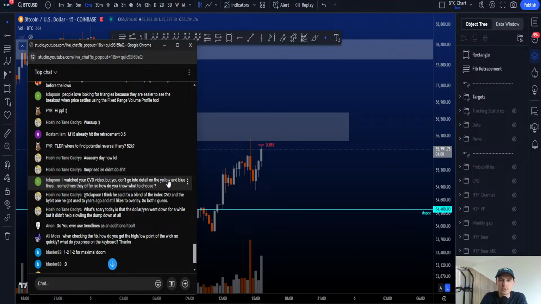But I got used to these CVD lines, so naturally I just stuck with them. But it takes time, but it's all about the context, right? But it's an incredible tool, but it takes time to learn, like anything. So when you're at support, you see bullish CVD. That's more interesting than when you're at resistance and see bullish CVD. Yeah?